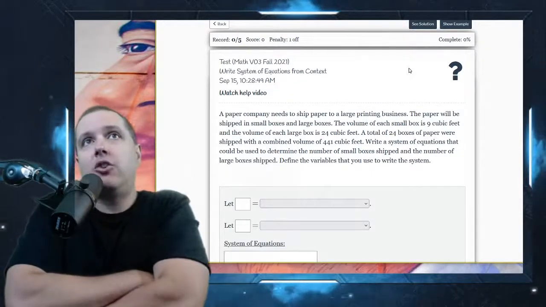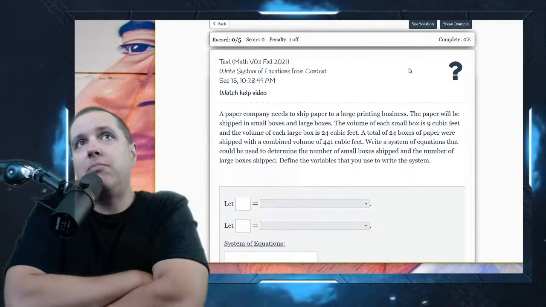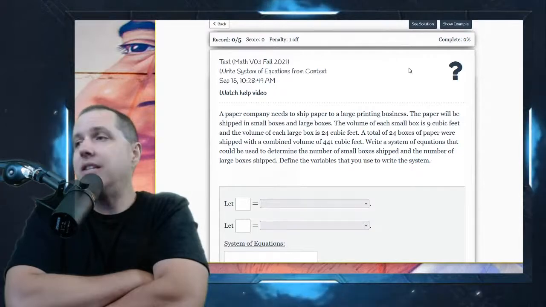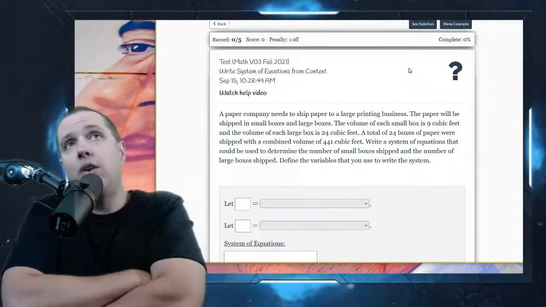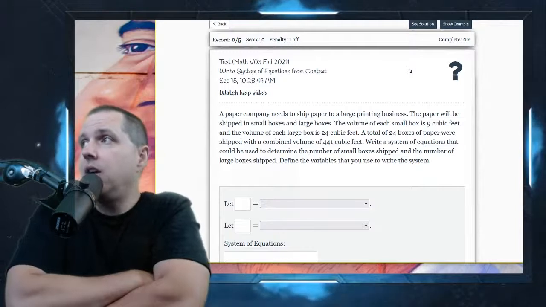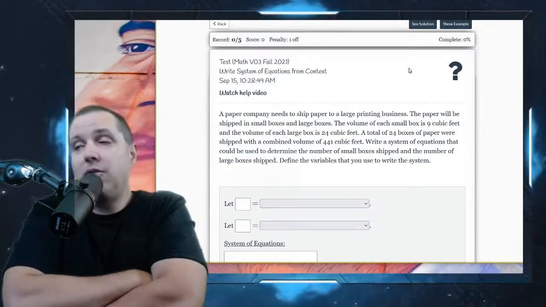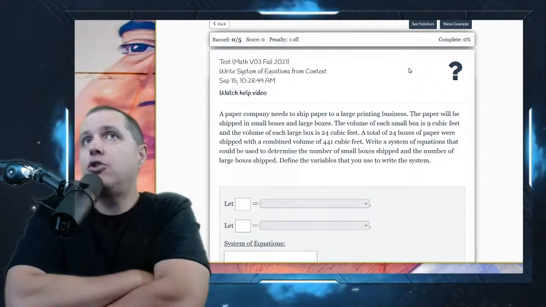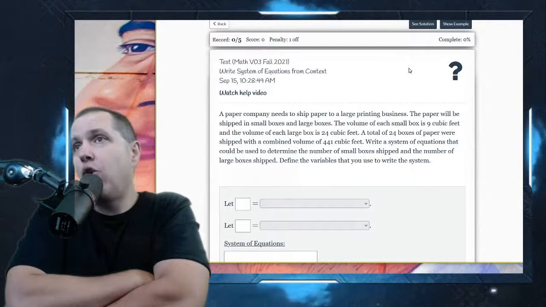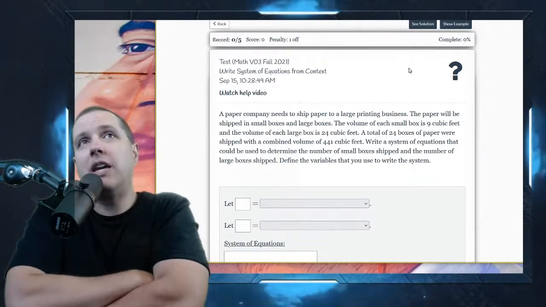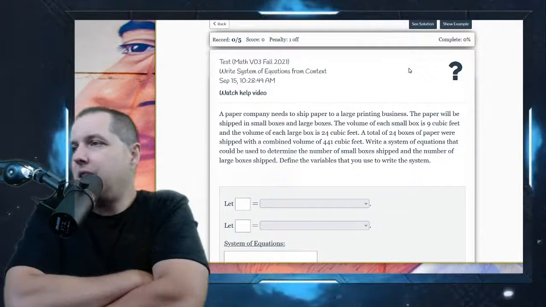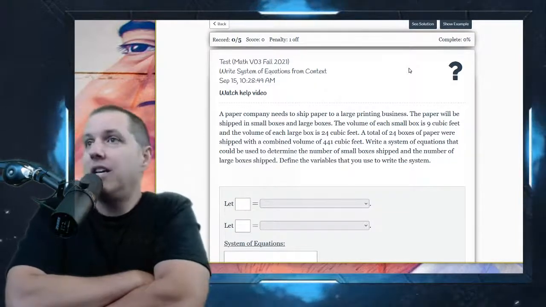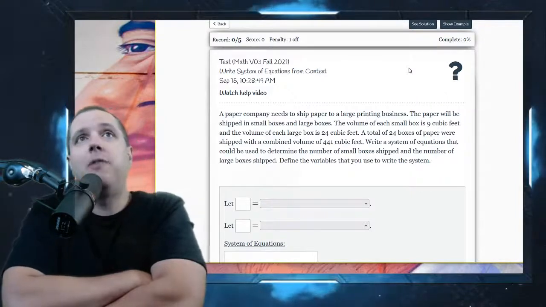Write a system of equations that could be used to determine the number of small boxes shipped and the number of large boxes shipped. Define the variable that you use to write the system. Okay, there's more than one way to do this problem, actually. With systems of equations, there's a lot of different ways you can do the problem. But for setting up these variables, there's two different ways we could do it, and they both work. So if you're looking at what I'm doing and going, that seems backwards to me, that just means your brain works a little bit differently than mine. Doesn't mean you're wrong, doesn't mean I'm wrong. It's just doing it differently, right?